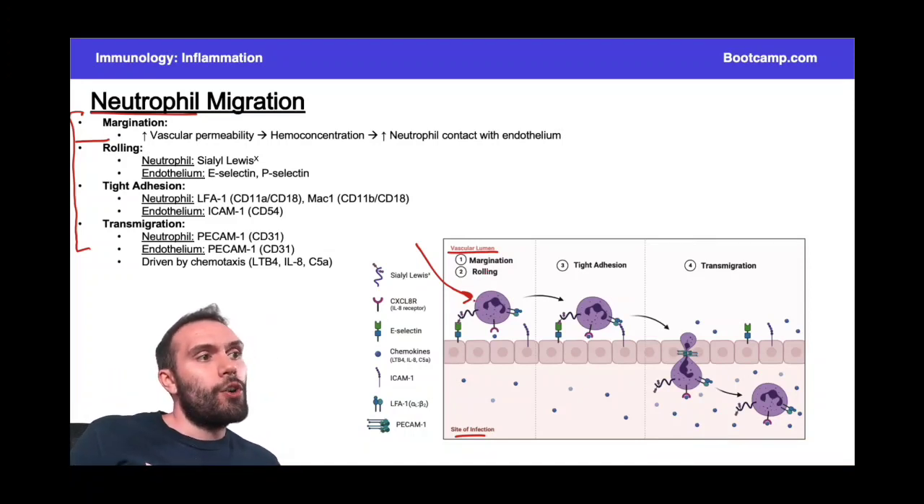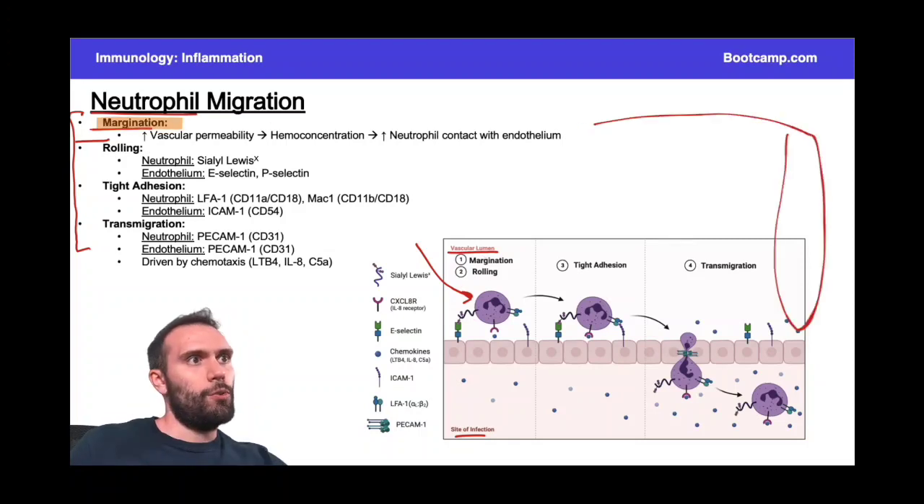So to get this neutrophil in here, there's a 4-step process that you want to be familiar with. The first step is margination. Let's just say this was the lumen of my blood vessel, right? Maybe this is a really big blood vessel. We don't want the neutrophils out here, right? We want the neutrophils towards the site of infection, towards the endothelium. And so to get the neutrophils towards the edge here, what we can do is increase the vascular permeability.